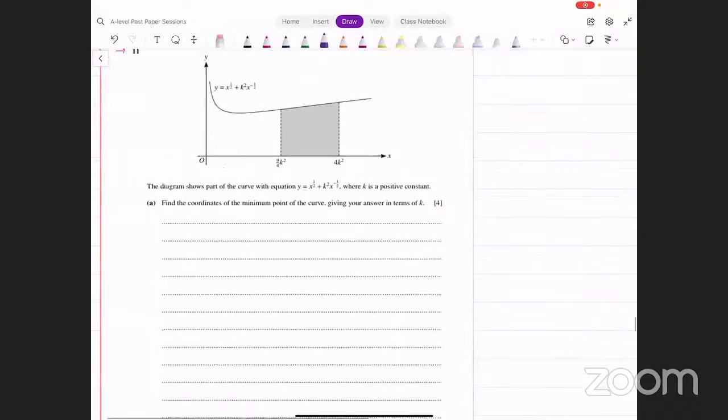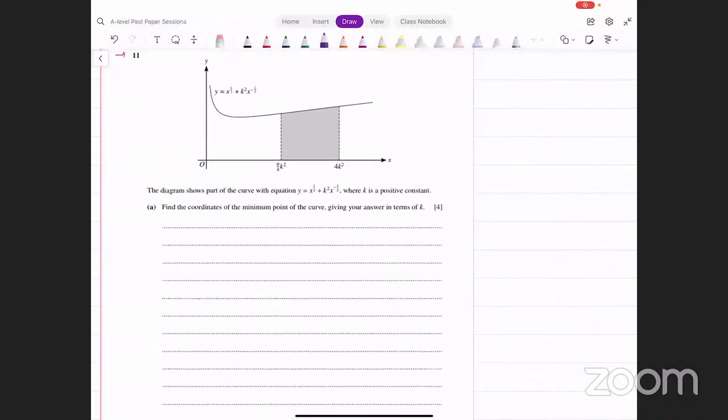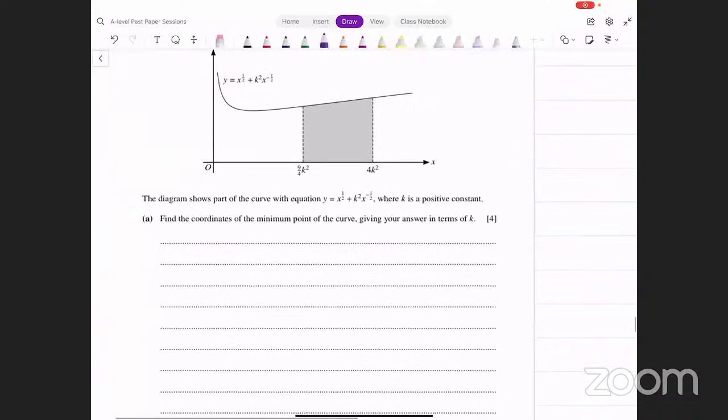The diagram shows part of the curve with equation this, where k is a positive constant. Find the coordinates of the minimum point of the curve, giving an answer in terms of k. अच्छा ठीक है, minimum point find करना है, so that may be somewhere here. Turning point कैसे find करते हैं? Find the derivative, put that equal to 0. वो करते हैं यहाँ पे y equals x raised to power 1/2 plus k square. K is a constant, remember. X raised to power -1/2.